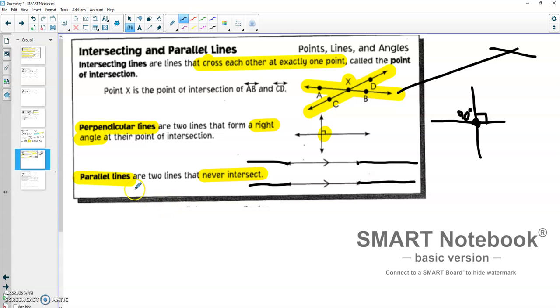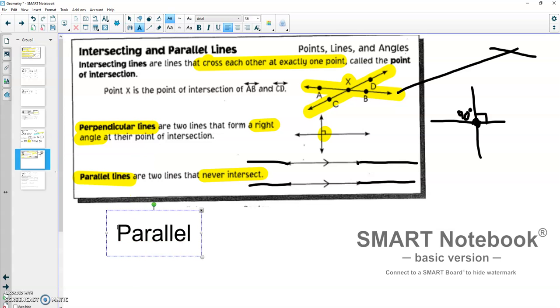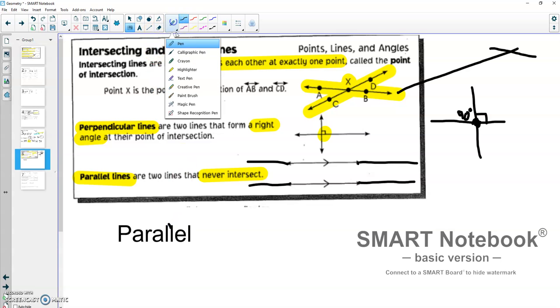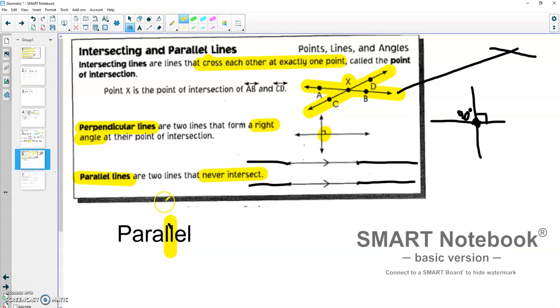An easy way to remember parallel is the word parallel. In the word parallel, you see two straight lines, two straight lines like this. And when you see that, that means it's parallel. There are two L's that, if I extend them forever, will never touch. There's a nice little hint in the word that can help you.